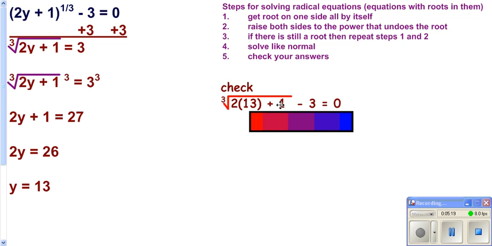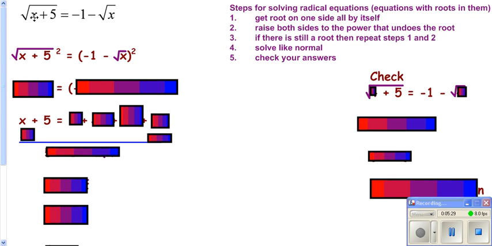The cube root of 27 is 3. 3 minus 3 is 0. So yes, it does work. So let's go ahead and do this one here.